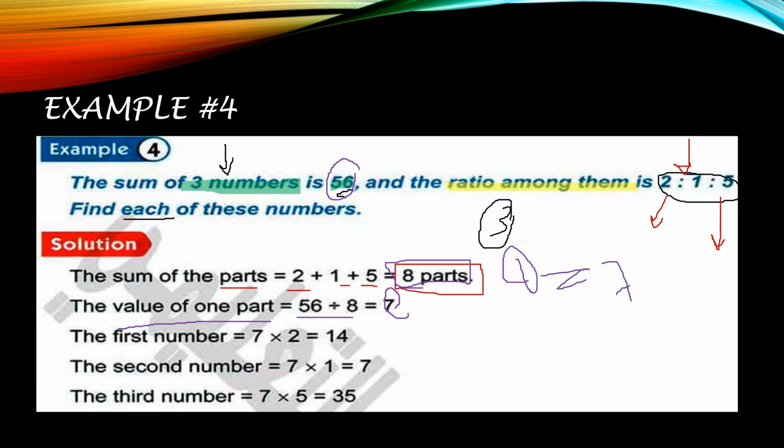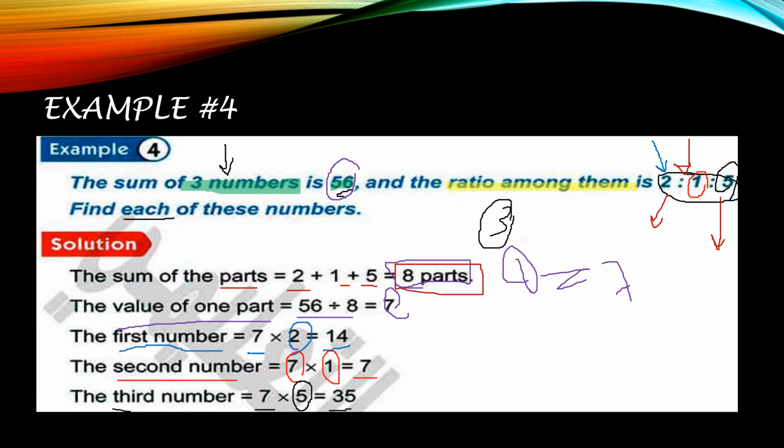Amazing. So the first number has 2 parts. So we're going to multiply the 2 parts of this number by 7, which is the value of one part, and that is going to be 14. We know that the second number has 1 part. So we're going to multiply its 1 part by the value of 1 part, which is 7, and that gives us 7. We know that the third number has 5 parts. This means that we're going to multiply the 5 parts of this number by the value of 1 part, which is 7, which is going to give us 35.